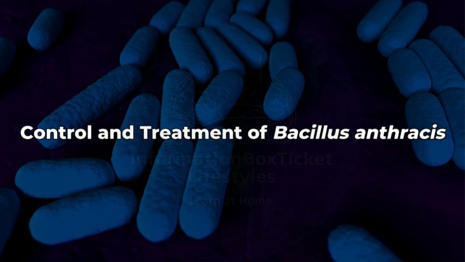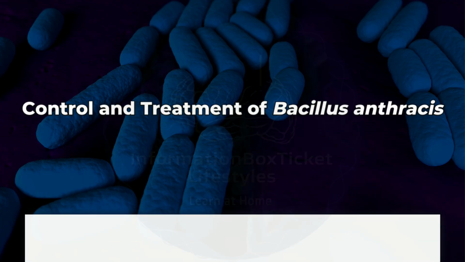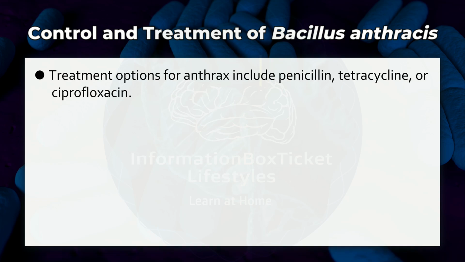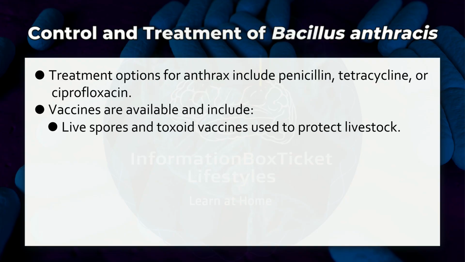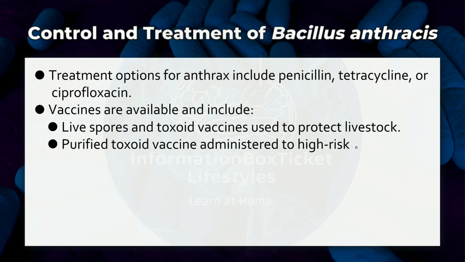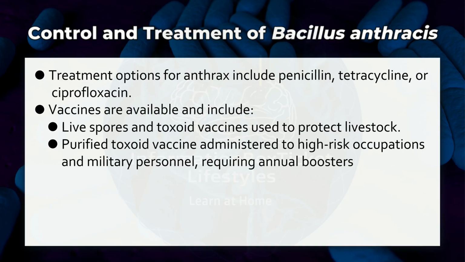Control and treatment of Bacillus anthracis. Treatment options for anthrax include penicillin, tetracycline, or ciprofloxacin. Vaccines are available and include live spores and toxoid vaccines used to protect livestock. Purified toxoid vaccine is administered to high-risk occupations and military personnel, requiring annual boosters.